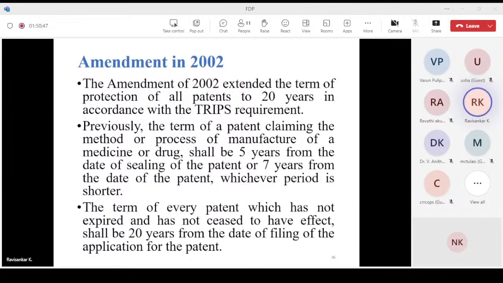Then they amended our act in 2002, which extended the term of protection of all patents to 20 years in accordance with the TRIPS requirement. Previously the term was 5 years from grant or 7 years from the filing date, whichever expires sooner. Then the term of every patent which has not expired and has not ceased to have effect shall be 20 years from the date of filing of application. So whichever patents had not yet expired by that time, all those patents got extended up to 20 years from the filing date.